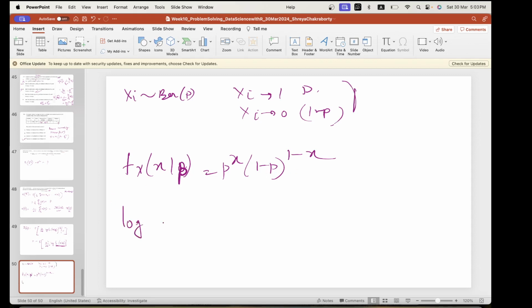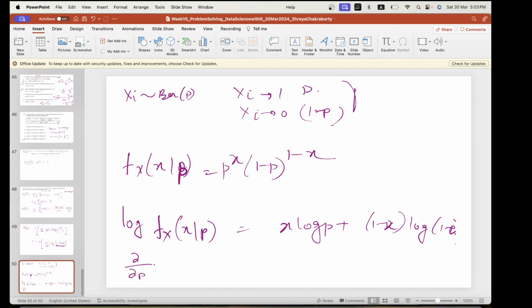Now if we take a log of fx of x given p, we'll land up at x log p plus 1 minus x log of 1 minus p. Okay. Now what do we do? Now we differentiate with respect to p. Del p of log of fx of x given p. So this will be x by p plus 1 minus x by 1 minus p, and here we'll have a minus sign.